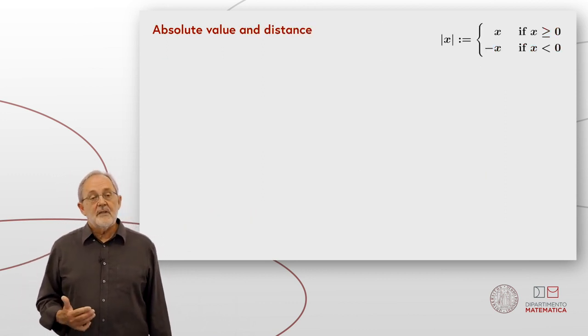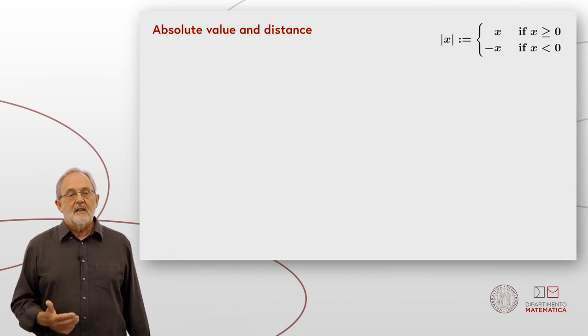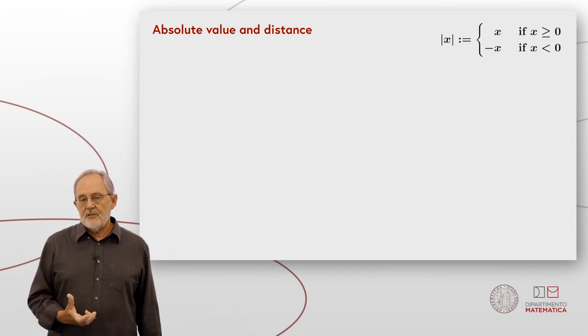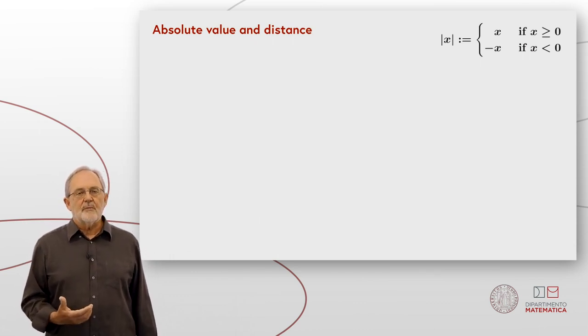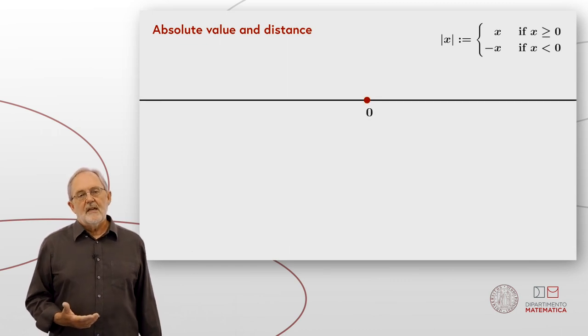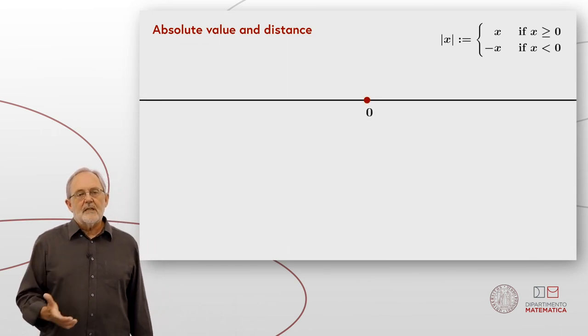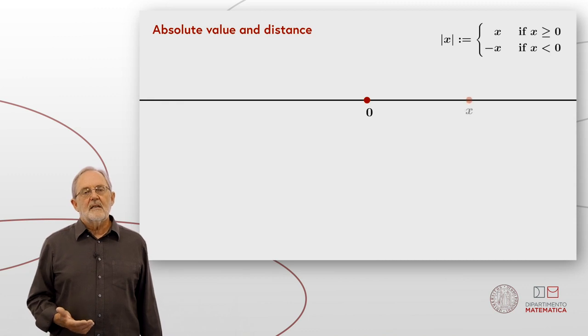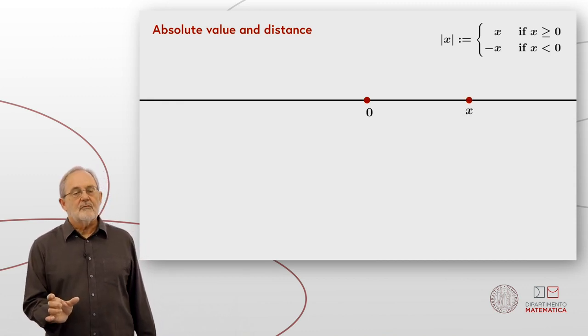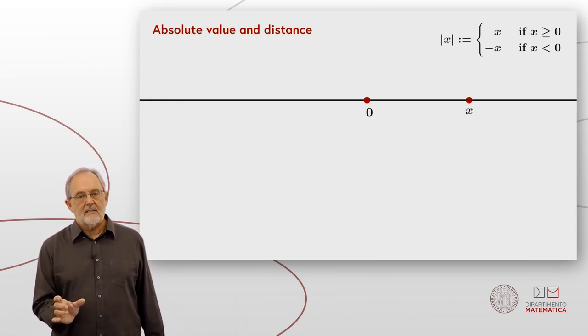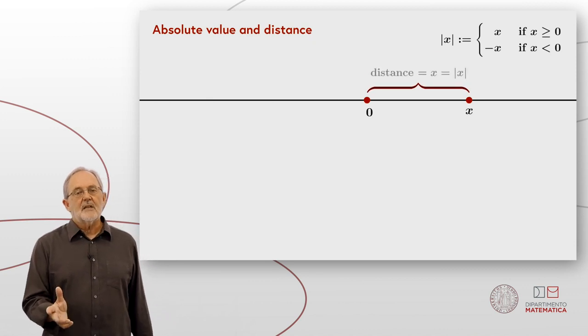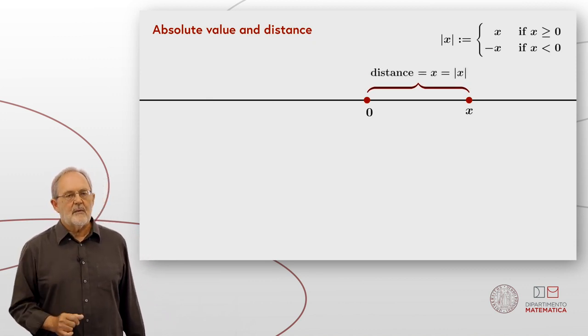Absolute values can often be interpreted in terms of distance, and I urge you to grasp the geometry of this because it's very useful to make certain things obvious. First observation, here's the real line. Here's a number x. What is this distance? Remember, we agreed that it was x. That's the same as absolute x because x is positive in this example.